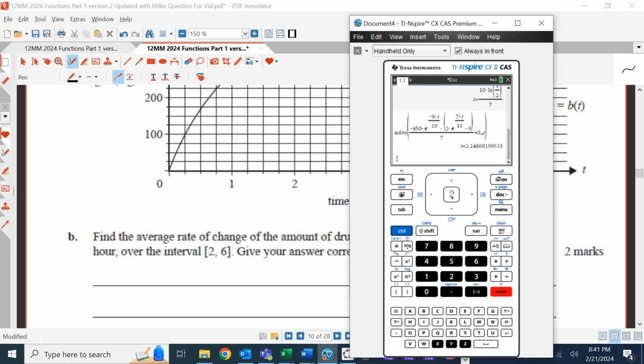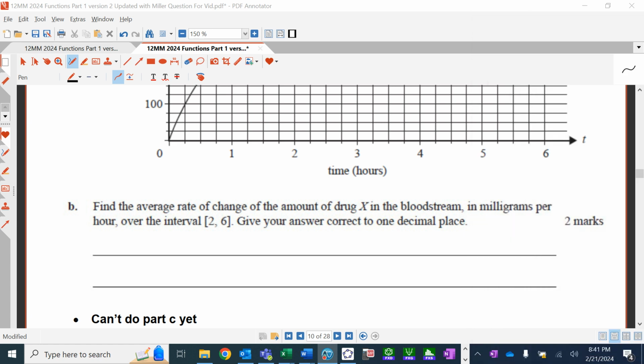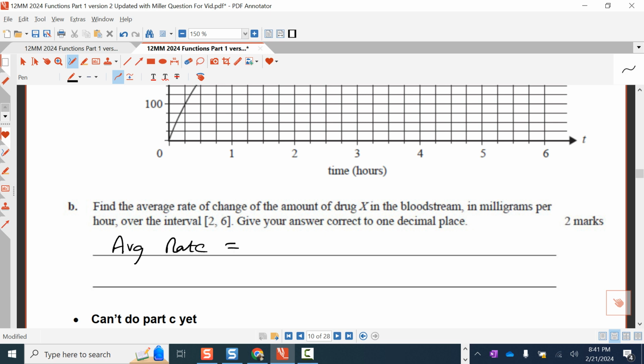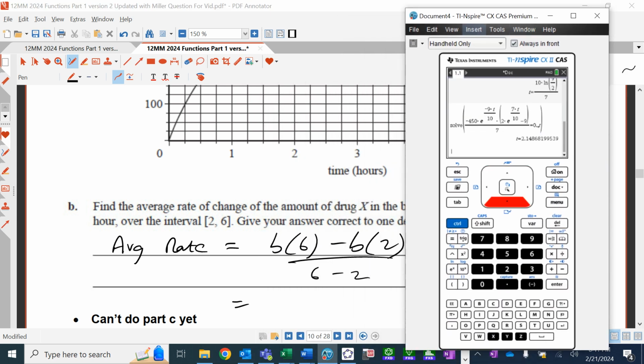All right, so the next one it asks for is the average rate of change for 2 marks. Okay, so to get the average rate, all we'll do is we'll say the average rate is equal to b of 6 take away b of 2 over 6 take away 2. So there's our method. And we're allowed to do that to 1 decimal place, so we need an approximation for that.